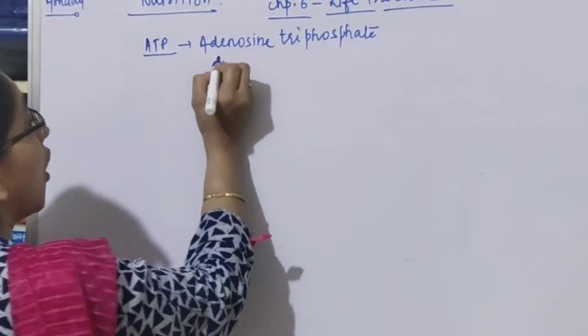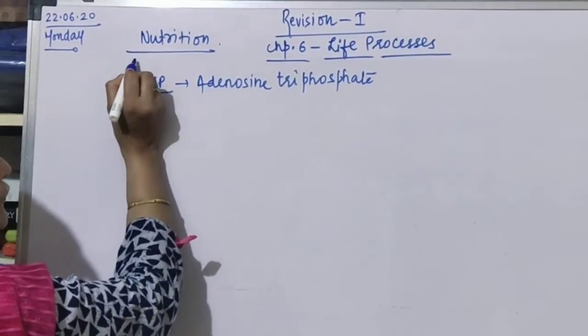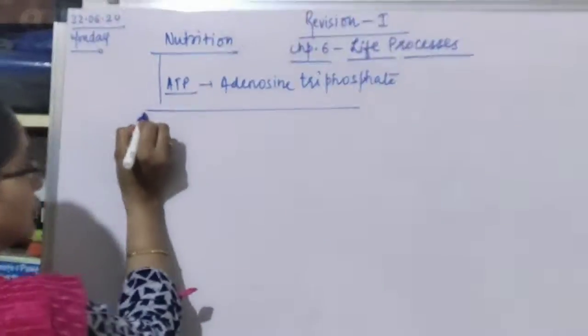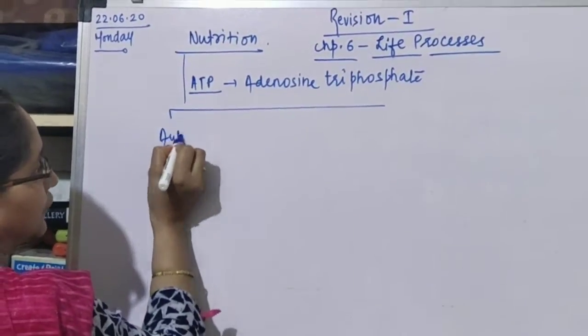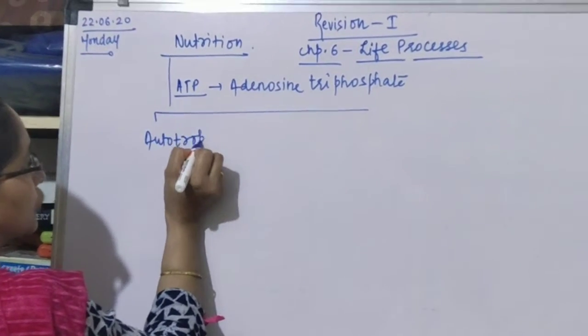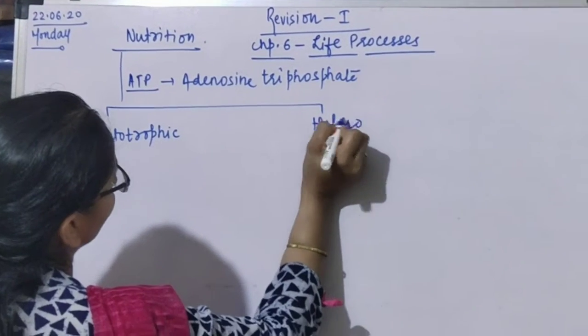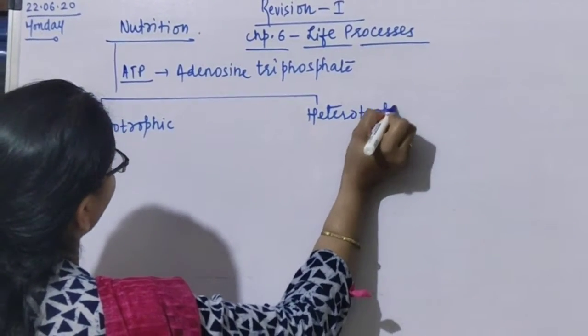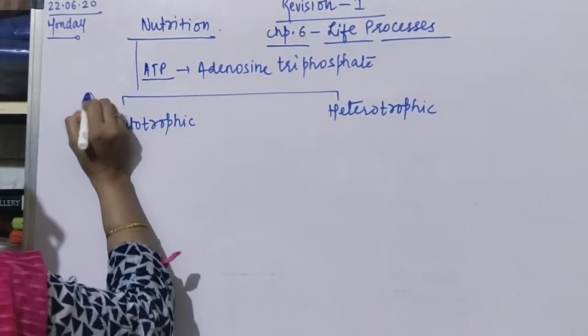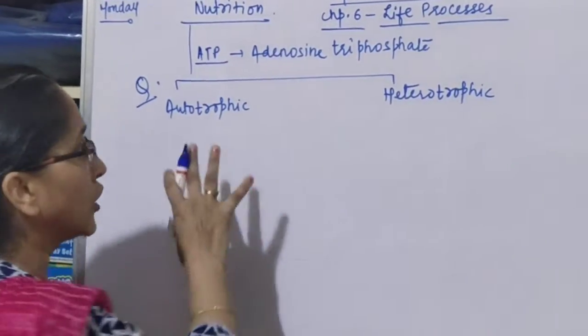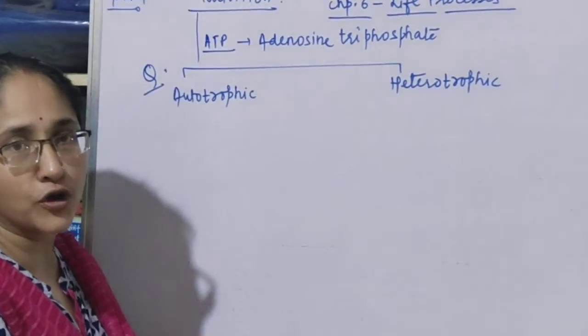So basically there is a very important question which comes up in the examination, that is, what is the difference between autotrophic and heterotrophic mode of nutrition. When we talk about nutrition, it is basically divided into two: the autotrophic mode of nutrition, and the other one referred to as the heterotrophic mode of nutrition. So you have to learn the differences between autotrophic and heterotrophic mode of nutrition.